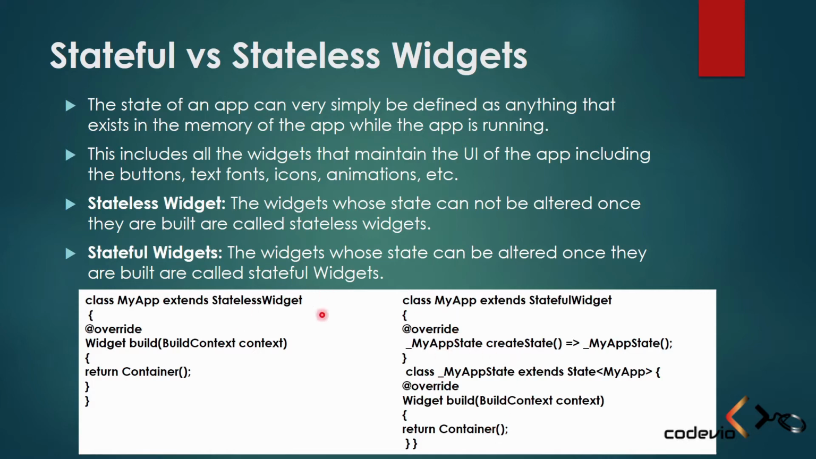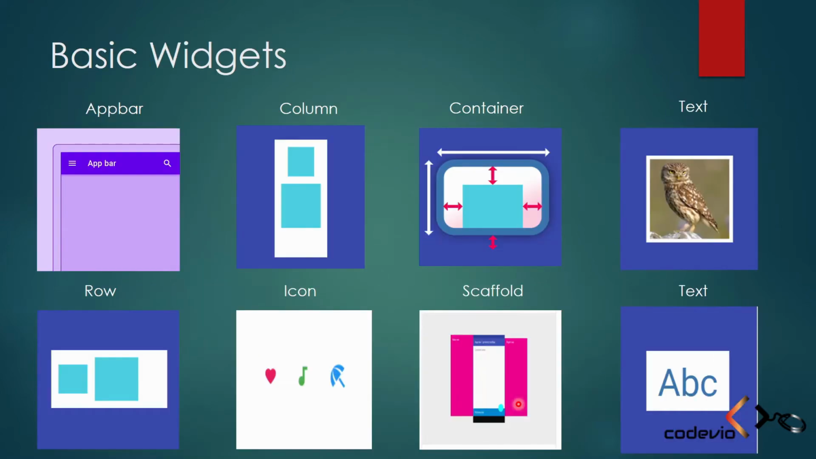We only need to know this much about this widget, then we can continue further. We can learn much more about this after this. For the basic concepts, we only need to know this much. We have two widgets, stateful and stateless. Please just remember that. That's enough for now. Now we can go through the basic widgets.